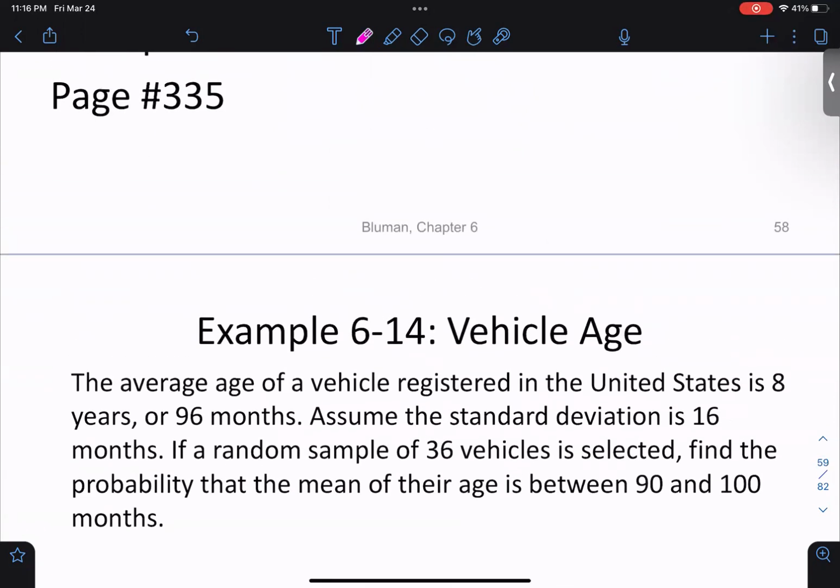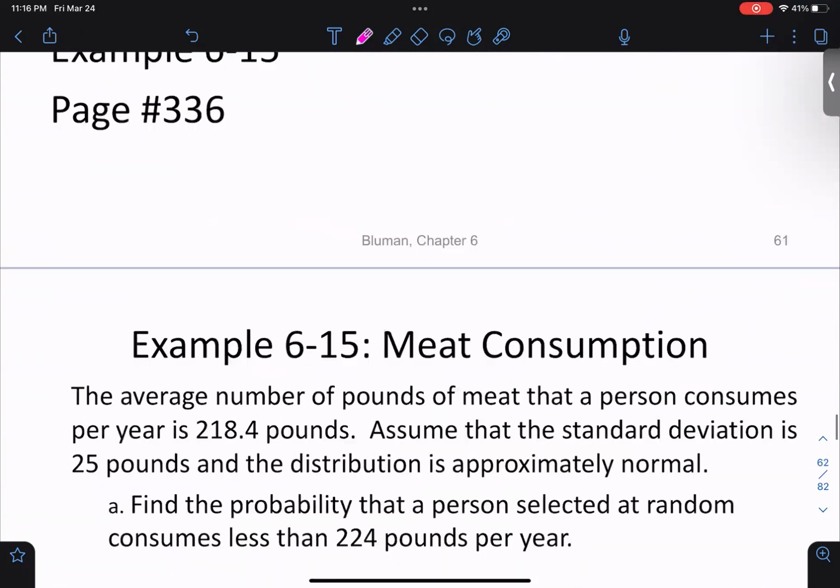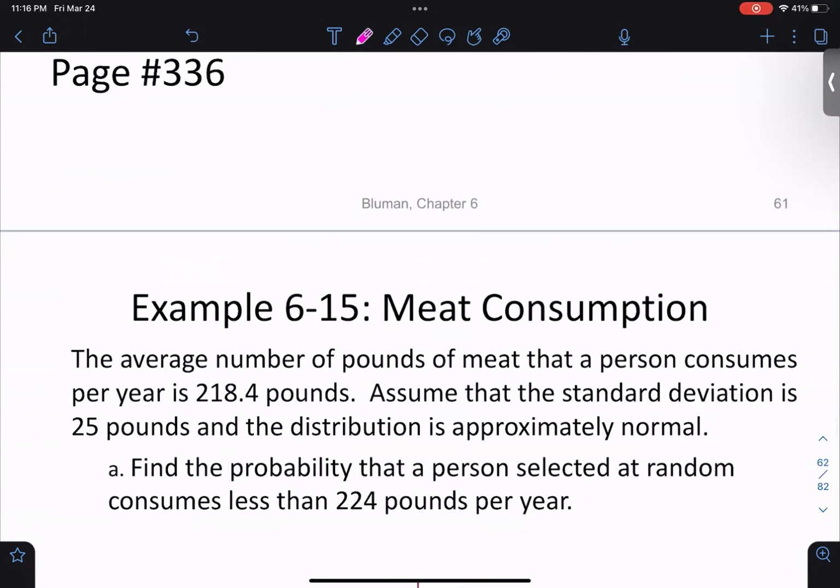Let me do one that mixes both, so you can understand this better. Yeah, this one, perfect. The average number of pounds of meat that a person consumes per year is 218.4, and assume that the standard deviation is 25 pounds, and the distribution is approximately normal. Find the probability that one person selected at random consumes less than 224 pounds per year. So now you have the area to the left.